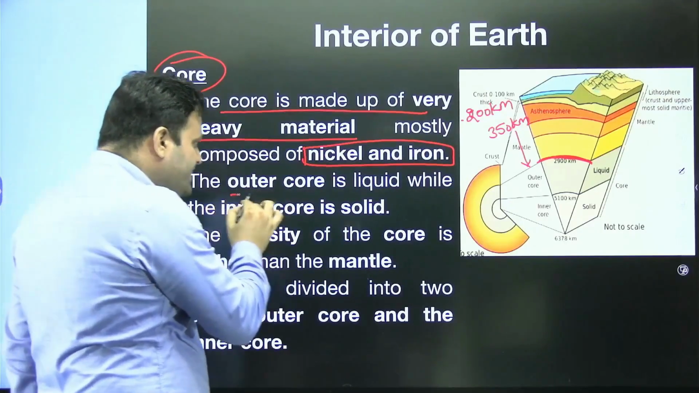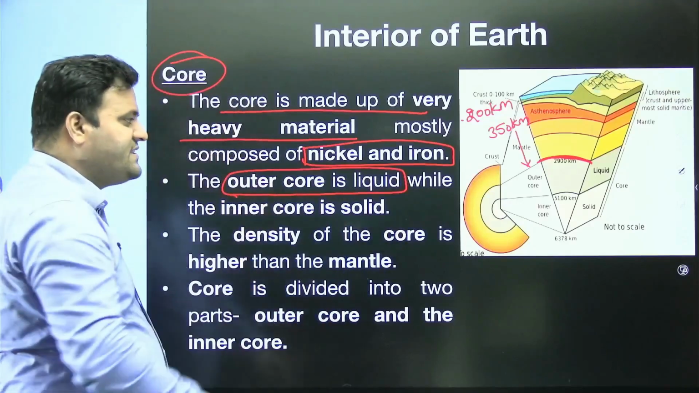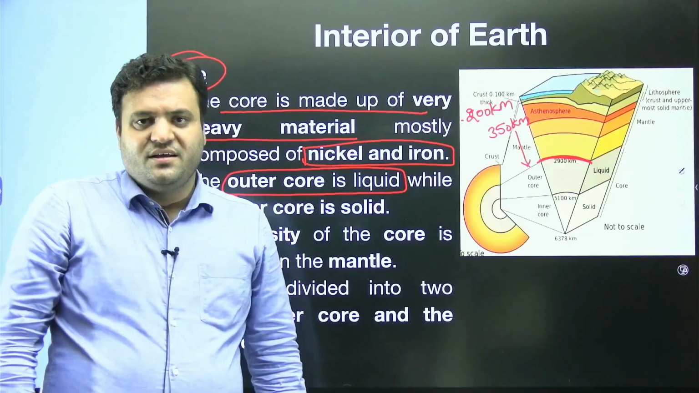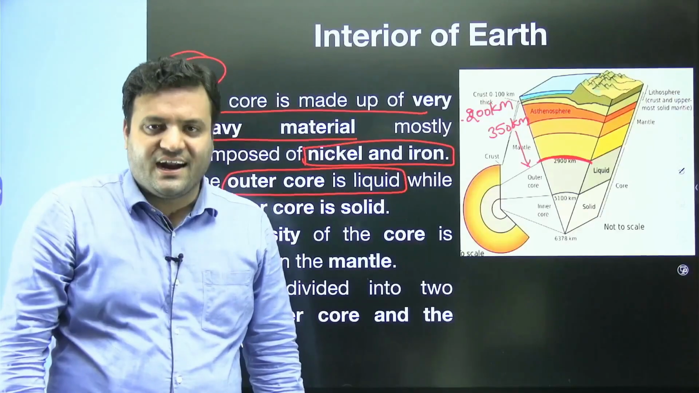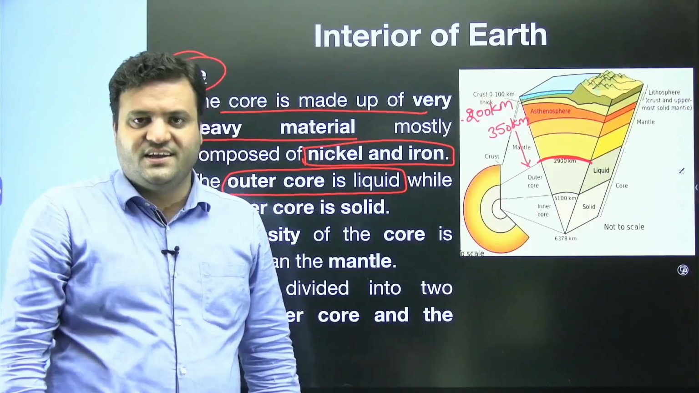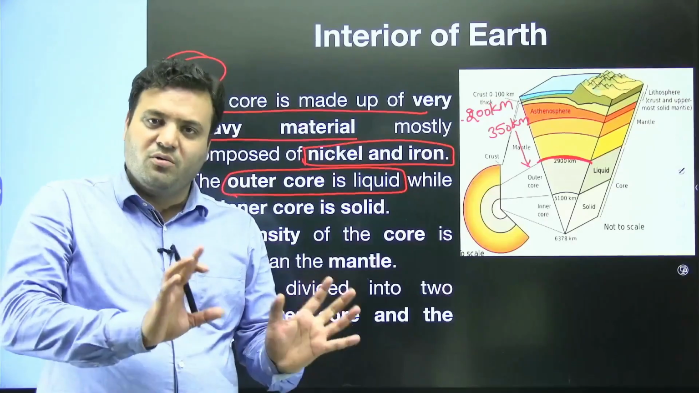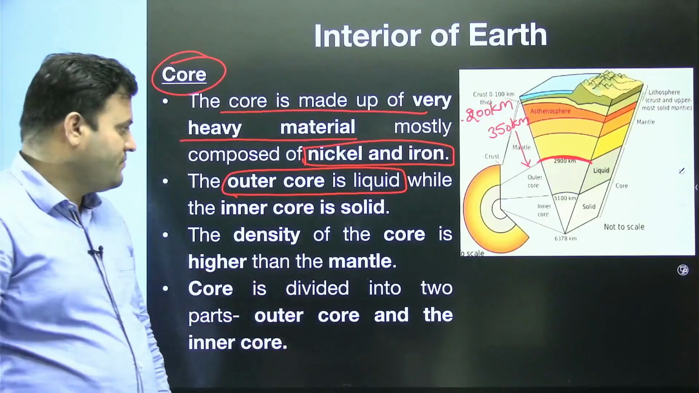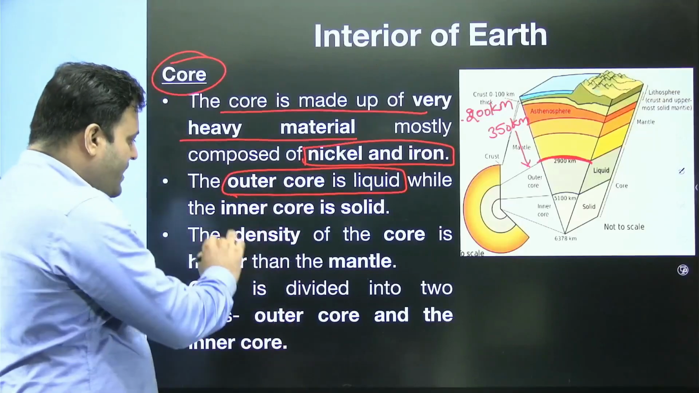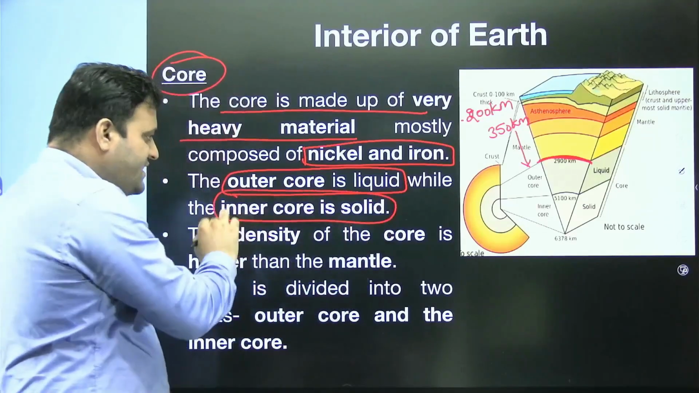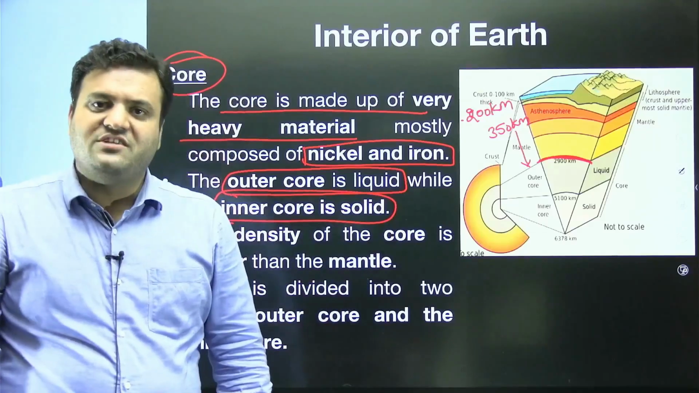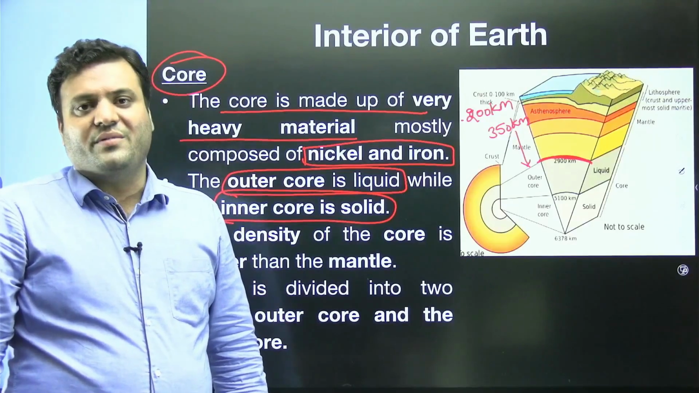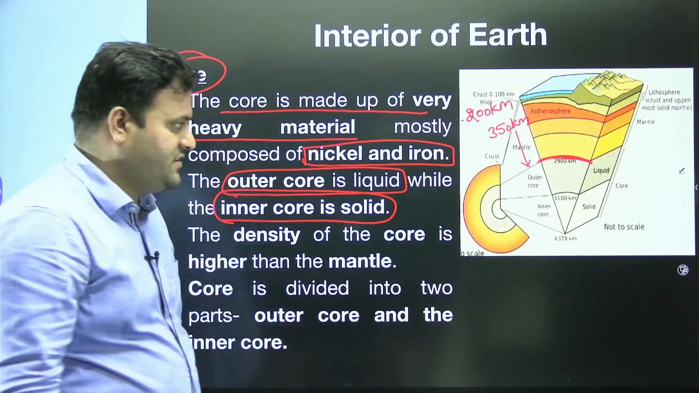The outer layer is liquid. How can you say the outer layer is liquid? Based on seismic studies, which we are about to see. So based on studies we have this pattern: the outer core is liquid while the inner core is solid. How can we say this? We can say based on seismic studies, on the basis of the behavior of seismic waves itself.